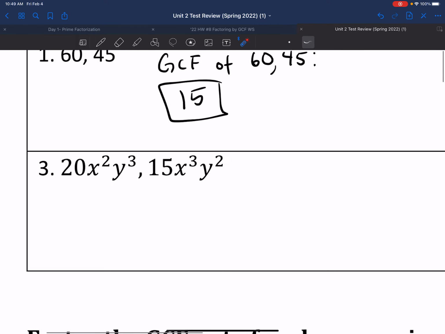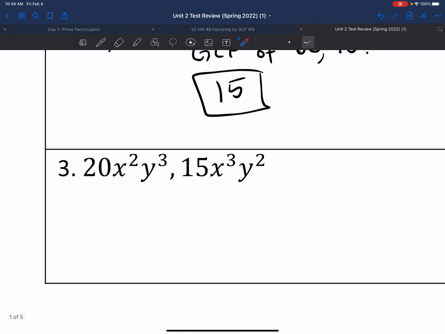Okay, I'm going to go a little faster, and instead of doing factor trees, I'm just going to tell you, what number goes into 20 and 15 at the same time? I'm thinking 5. So I'm going to put 5. That is my GCF, but there's more. I see that they both have x's and they both have y's. So let's write an x and let's write a y here.